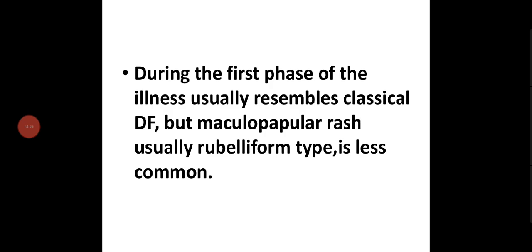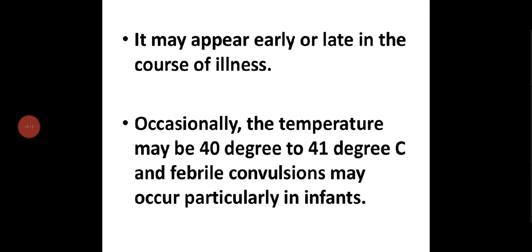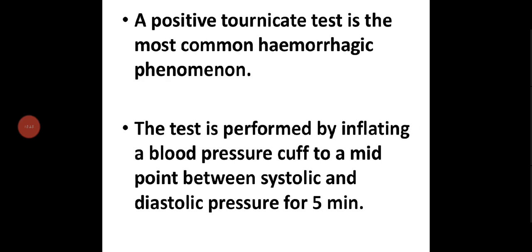Okay, maculopapular rash will occur, that is the rubelliform type. This is the dengue rash that we are seeing, the reddish color. It may appear early or late in the course of illness. Occasionally, the temperature may be 40 to 41 degrees Celsius, and febrile convulsion may occur, particularly in infants. In infants, because of fever, there will sometimes be fits, that is convulsion.